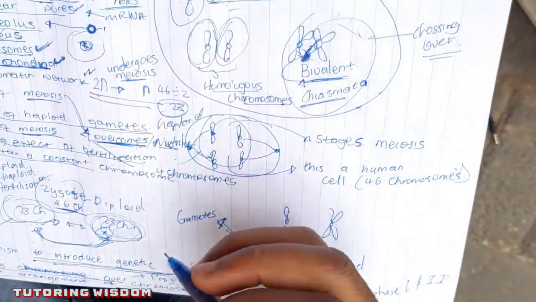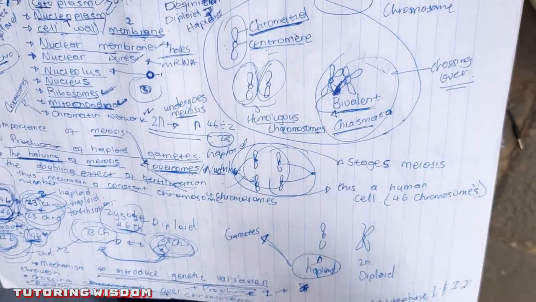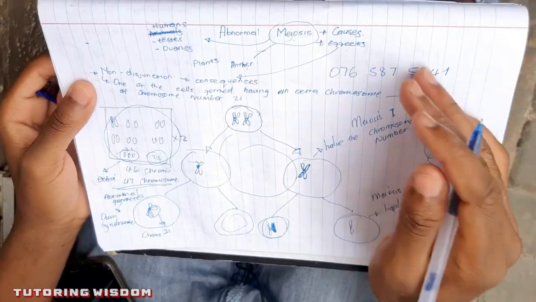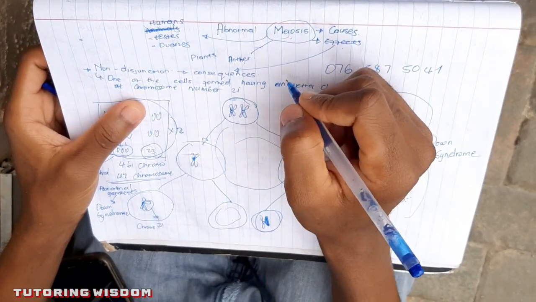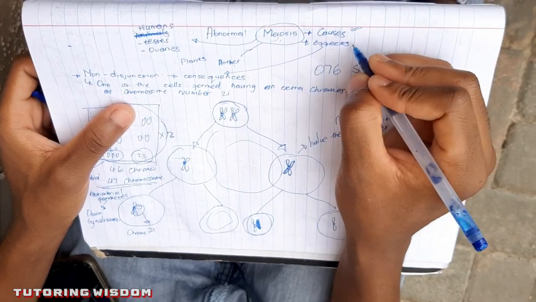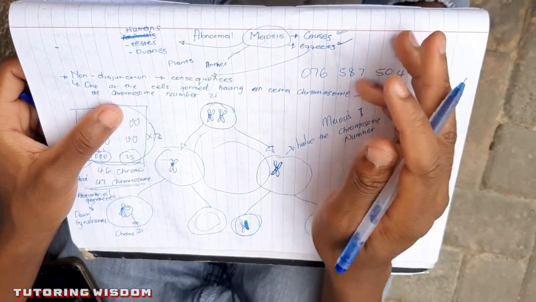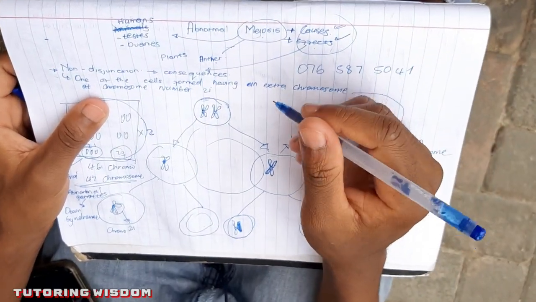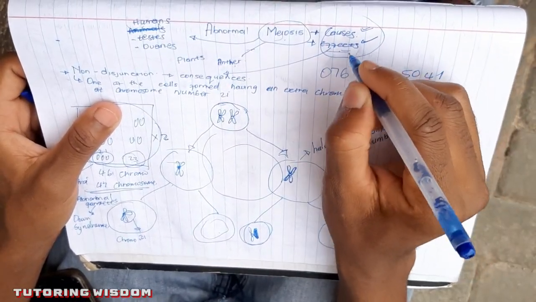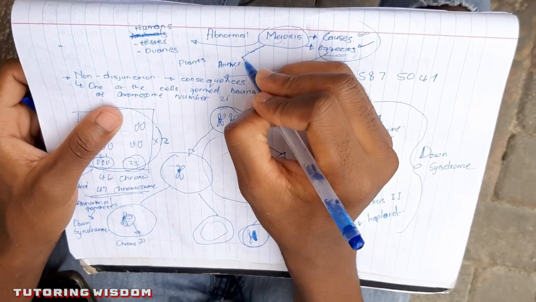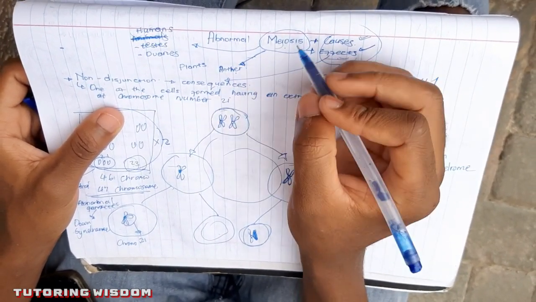Now, the next part, we have to know your abnormal meiosis. So I'm just going to turn over the page. Okay, now the next part, abnormal meiosis. We have to know the causes and effects of abnormal meiosis. So those are the two parts we have to know: the cause of abnormal meiosis and the effect of abnormal meiosis.